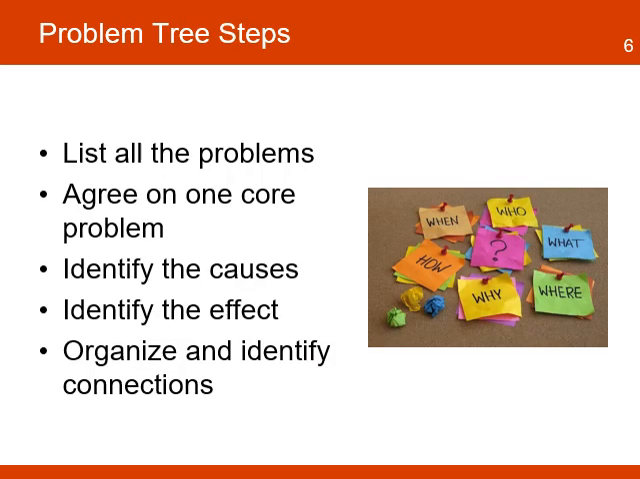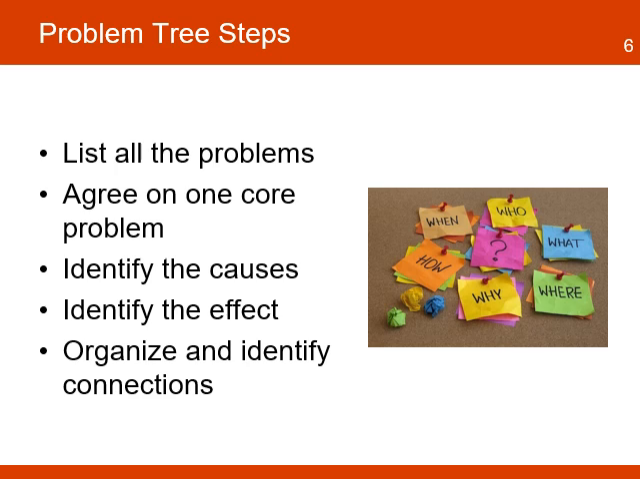There are 4 basic steps to develop a problem tree. The first step is to list all the possible problems. This is usually done in a meeting that includes participation of key stakeholders and can even use information from surveys or interviews from beneficiaries. In the meeting, the participants will agree on one core problem. This is the focal problem that will be used in the analysis.